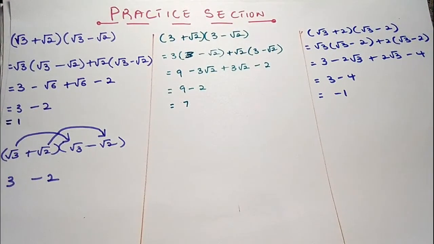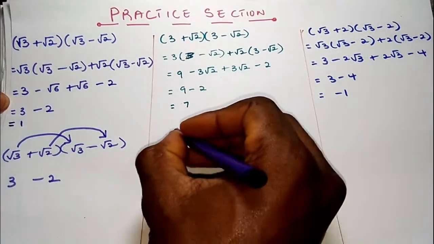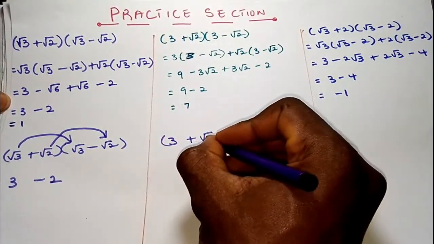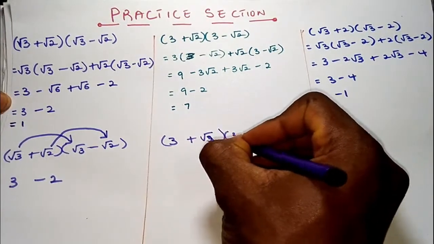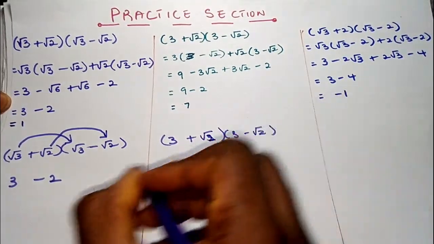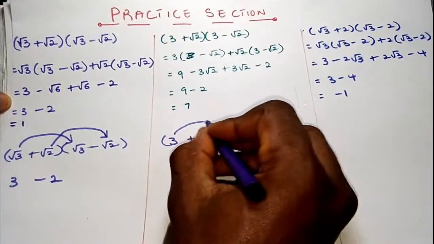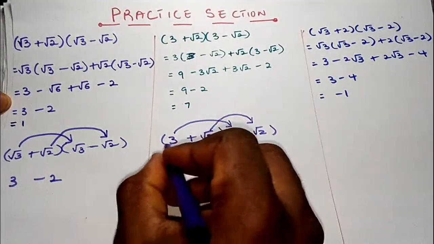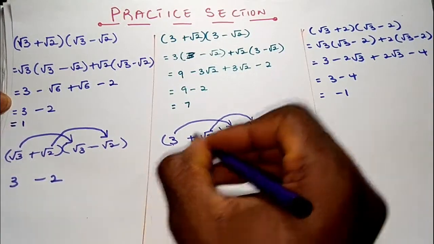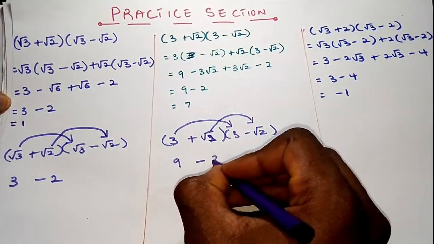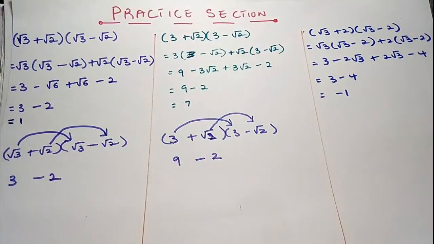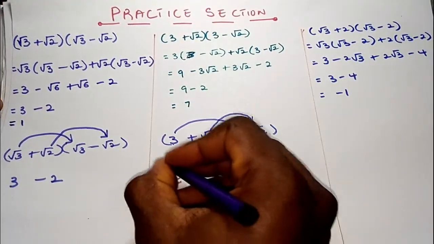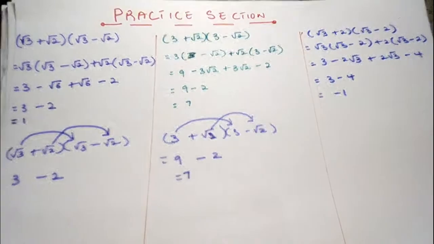Instead of following the long distribution process, let's go to the next one and see if we get the same thing. And this is 3 plus root 2, 3 minus root 2. Okay, so now this is what we're doing. 3 times this and root 2 times this, and we get this times this is 9, and we get this times this is minus 2. So that's exactly what is here, and we're going to get 7 as our answer.